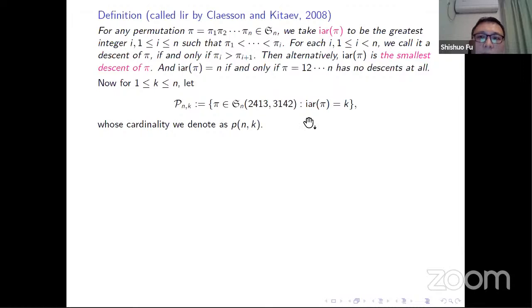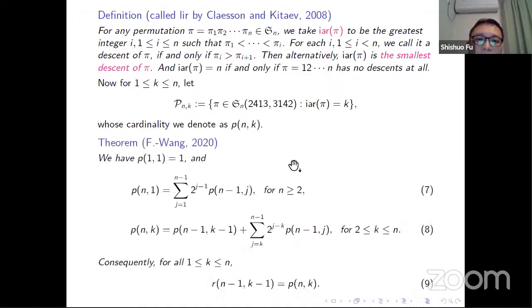So in other words, once you determine the descent set, that will automatically imply the IAR as well as the descent number. Okay, so I will make this remark here because later we will come back to it. So now if we let P sub n,k denote the set of permutations of length n, again, because it's separable permutations, so it's 2413 and 3142 avoiding permutations, and the IAR statistic is exactly k. You collect this subset, and its cardinality is P n,k. Then it turns out this P n,k satisfies precisely the same recurrence relation, but with shifted initial value. So that's why we have R n minus 1, k minus 1 equals P n,k. So we were able to, like I said, bijectively show these recurrences 7 and 8.